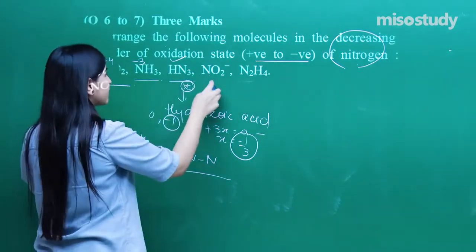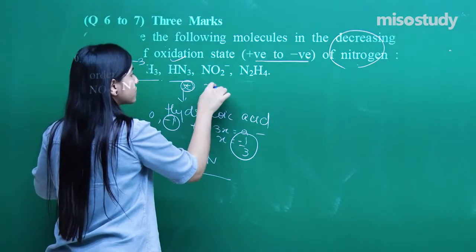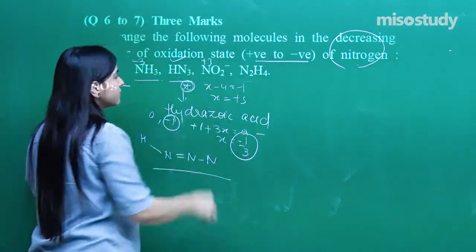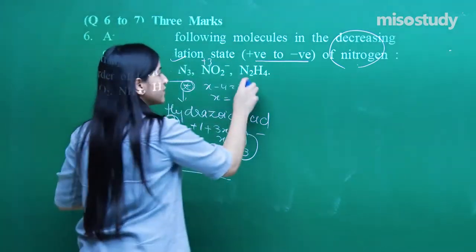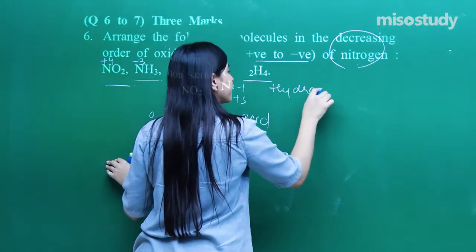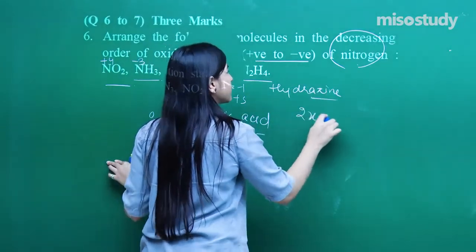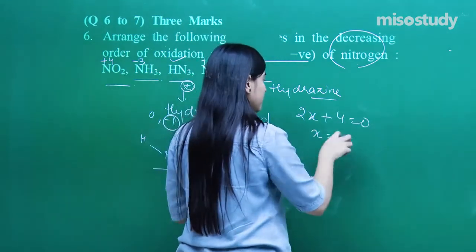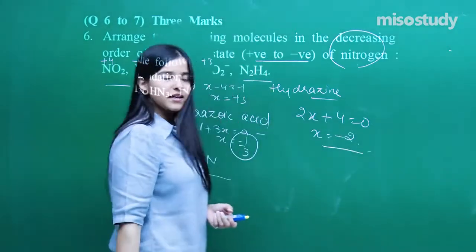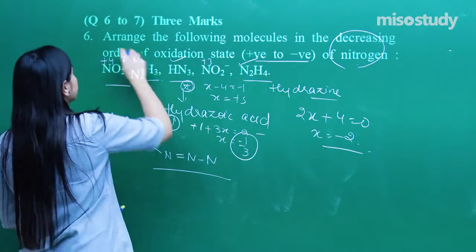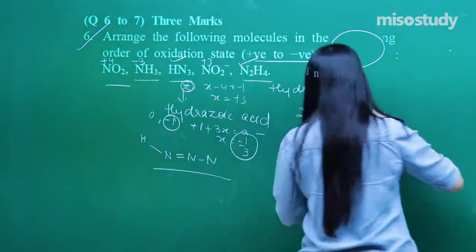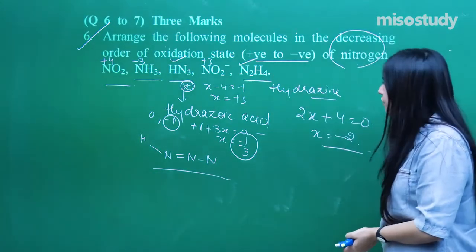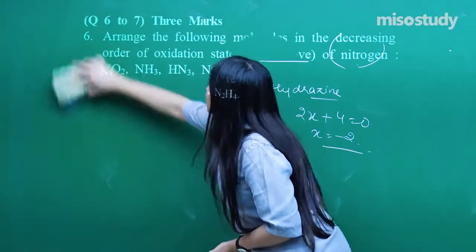This one again you can very well find out. So it will come out to be x minus 4 equals -1, x equals +3. Done? Now this, what is this? Hydrazine. In hydrazine, 2x plus 4 equals 0, x comes out to be -2, right? Clear? So I hope everybody is done with it, and now you can very well arrange them in decreasing order. I am not going to do it for you. Now let's move on to question number 7.